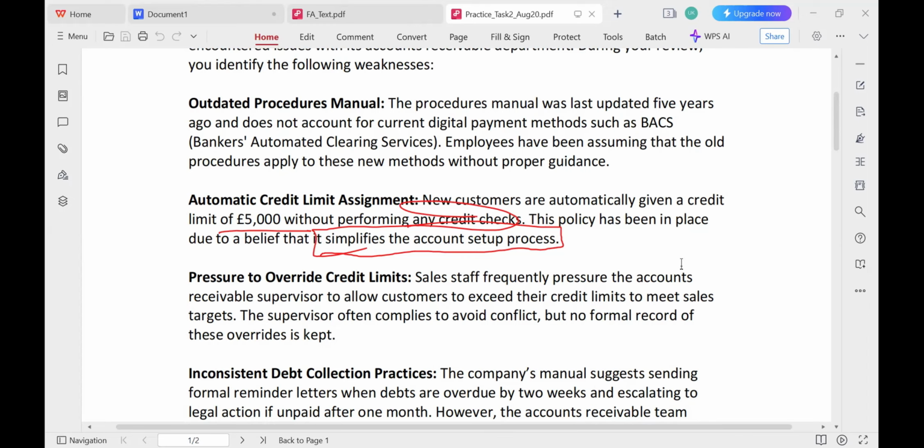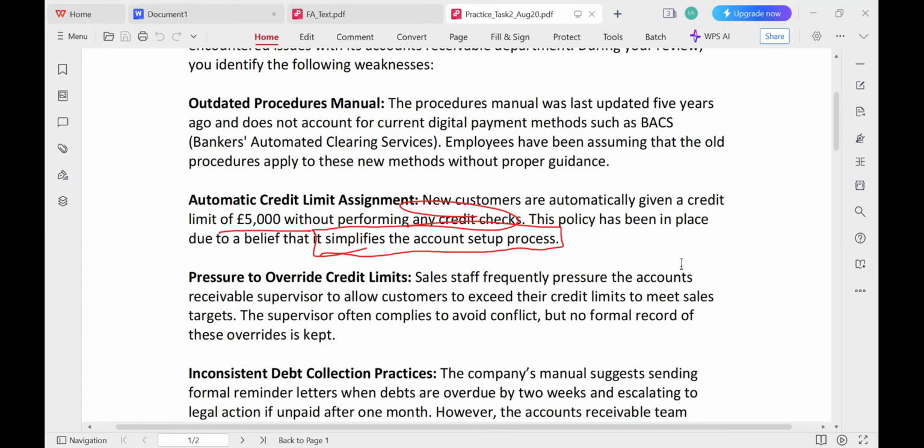So this is going to be resulting in granting credit to the customers who are not financially stable to support such a credit limit. Okay, so if you are giving credit to customers who are not creditworthy, you are increasing your risk of bad debts, because there is a possibility that the customer might not be able to pay back that amount. So that would lead to bad debts for the company. Okay. And then the business is going to incur financial losses because of this system.